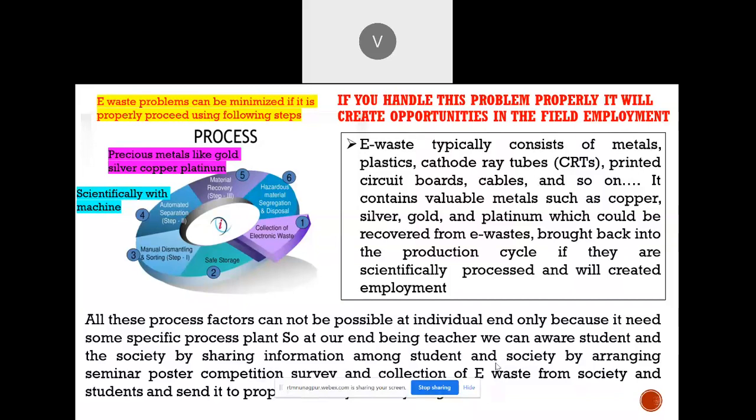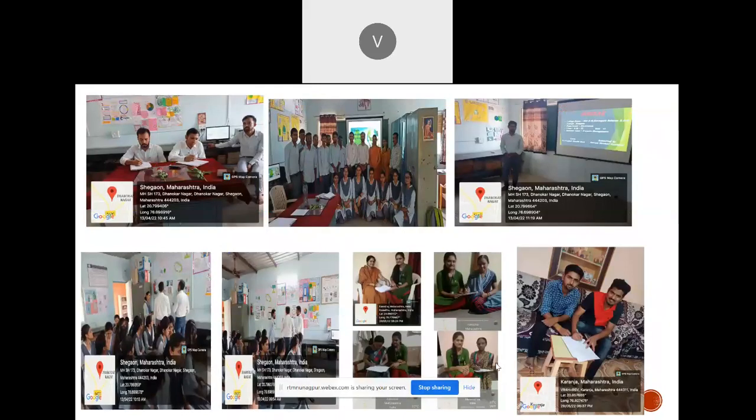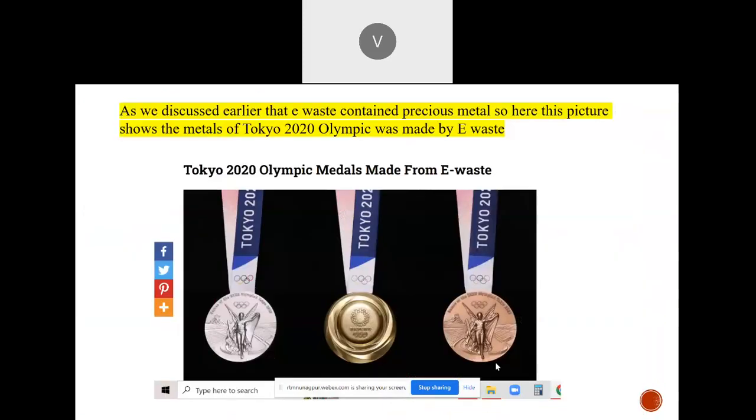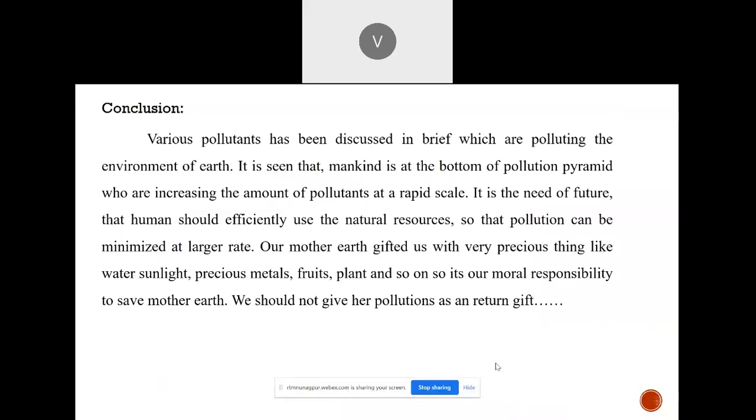At our end, being teachers, we can make students and society aware by sharing information, arranging seminars, poster competitions, surveys, or the collection of e-waste from society and students and sending it through a proper channel for recycling and reuse. These are some pictures from my department where we conducted a seminar, poster competition, and an e-waste survey in a rural area. As we discussed earlier, e-waste contains precious metals. This picture shows that the medals of the Tokyo 2020 Olympics were made from e-waste.